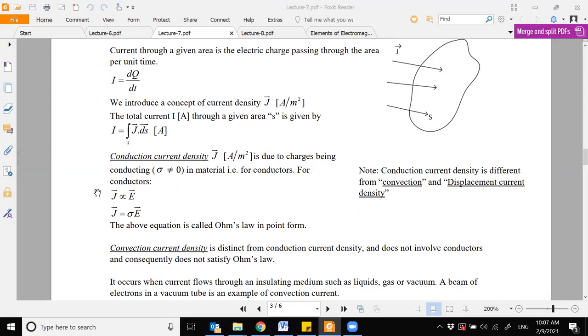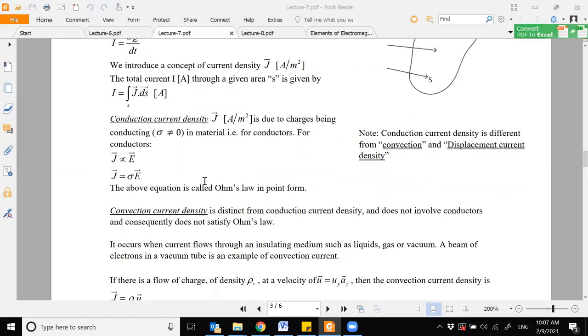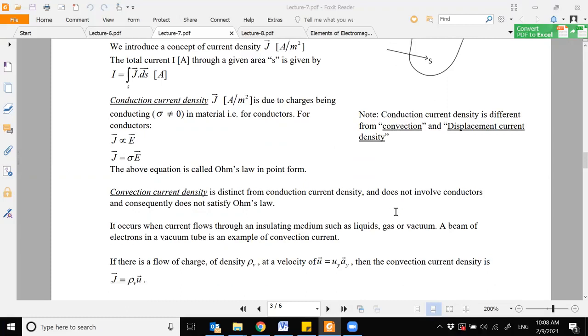Then besides this conduction current density or conduction current, you have another two types of currents. One is called the convection current and another is called the displacement current density. This displacement current density, we will leave for a while because we will cover it maybe in chapter 8 or chapter 9. But let's just quickly talk about convection current.